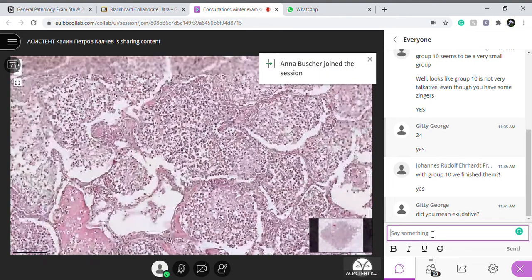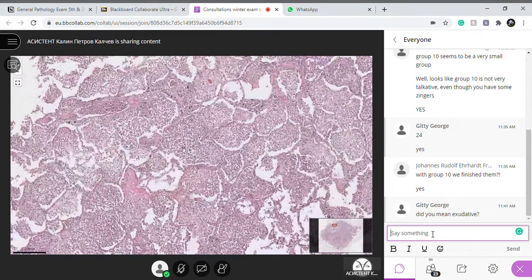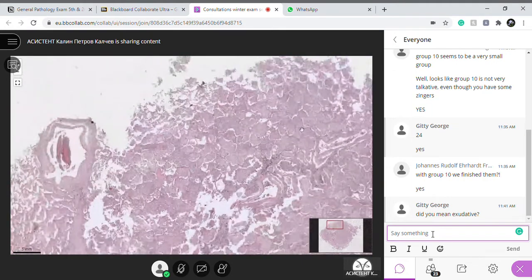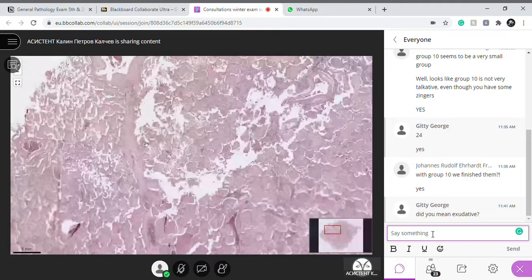Another, maybe an artificial sign of Kruppe's pneumonia are these slits here, these gaps between the inflammatory exudate and the walls of the alveoli. They are artificial. This is an artificial phenomenon due to the tissue processing. But actually, you can see that only in the Kruppe's pneumonia from all the pneumonias.